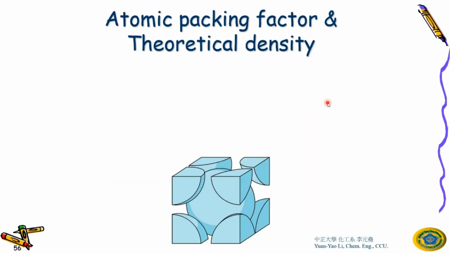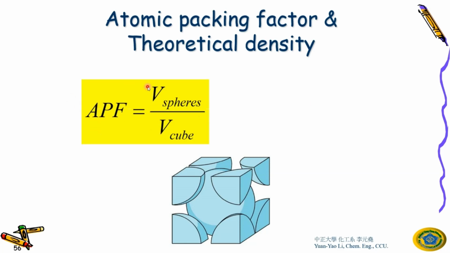Right. So here I just want to tell you the comparison of the atomic packing factor. You might say, well, what's the difference between atomic packing factor and the theoretical density? Easy. APF is volume per volume. That means it's a dimensionless quantity. So it's just talking about the ratio of the volume of the spheres and the volume of the cube.